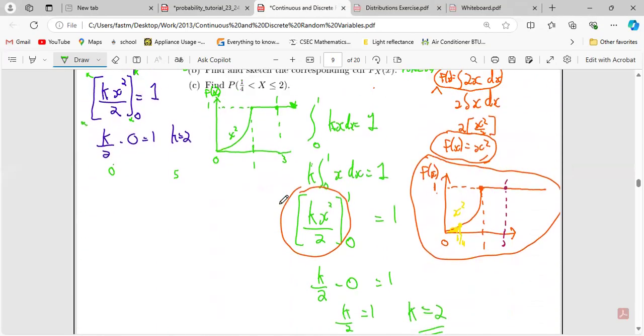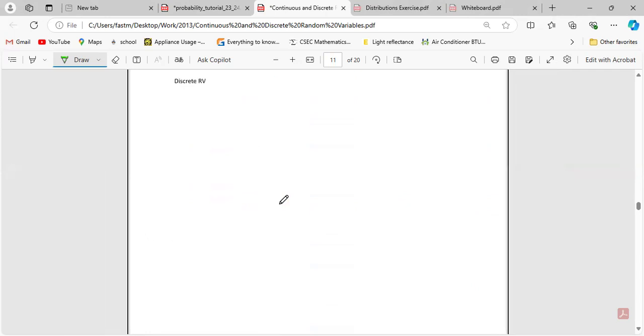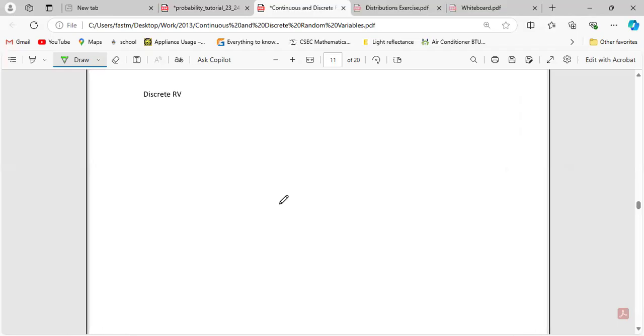Now we're going to run through discrete random variables. This one tends to be the easy one, but it could be tricky according to how she brings it.